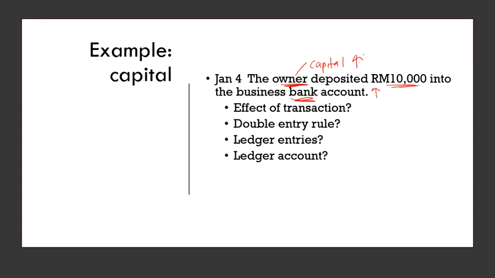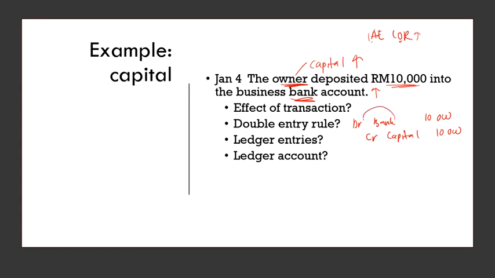So now back to basic. Capital is your owner's equity. So when your owner's equity increases, you will credit capital. Bank is your asset. So when an asset increases, you will debit bank, 10,000. Okay, so now kita akan buat ledger account.